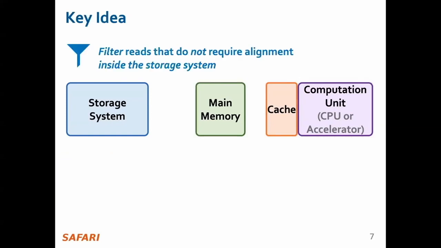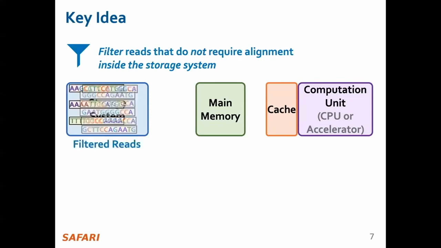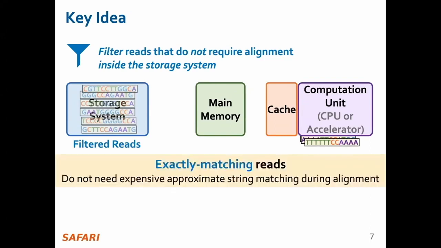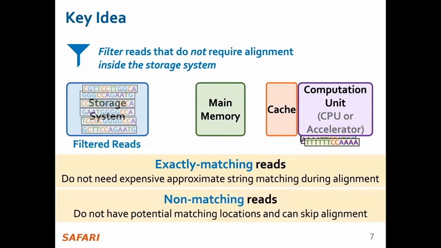So the key idea of our work is to filter reads that do not require alignment inside the storage system, so that we can fundamentally reduce the cost of data movement from the storage system to the rest of the system. Examples of reads that would not require this expensive computation are exactly matching reads, which do not require expensive approximate string matching during the alignment because they would exactly map to the reference genome, and non-matching reads, which are basically reads that do not have any matching location in the reference genome, and therefore they do not need alignment because there is no location in the reference genome to align to.